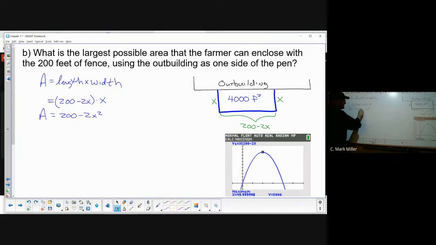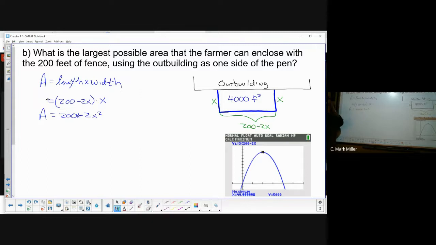Oh, yes, thank you. 200x, yes, minus 2x squared. So I'm going to graph that. That's a parabola, right? That's a quadratic. It's got a negative x squared coefficient, so it's going to open down. What's the y-intercept of this? 0. So if I plug in 0, each of these is 0, right?